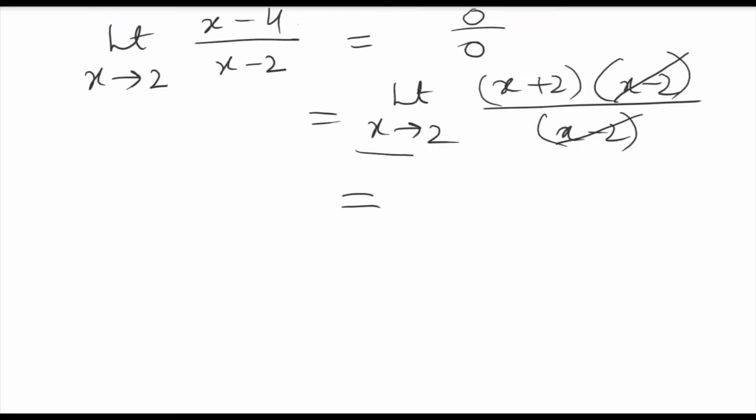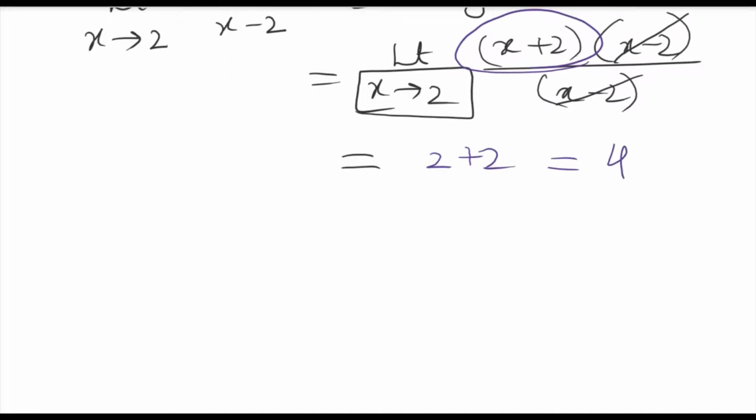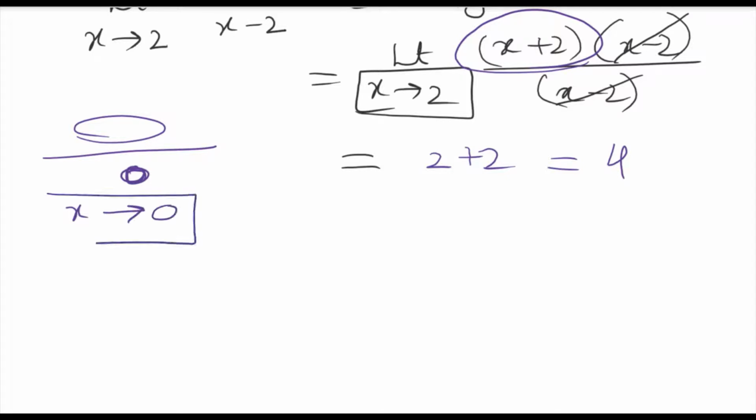Now here I am saying that x is tending towards the value 2. If I take exactly x equals 2, there is no problem here. So 2 plus 2, which is 4. We have the problem only when we have something by 0. So to avoid this 0 in the denominator, what we do is make x approach 0 or the corresponding number.